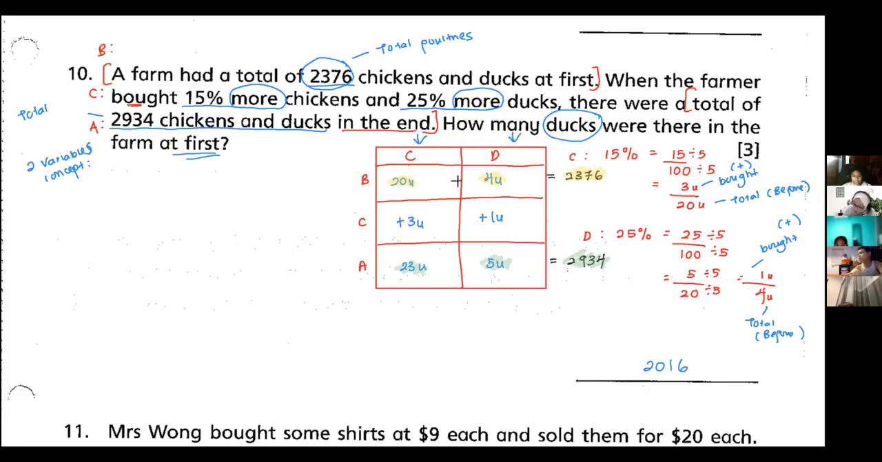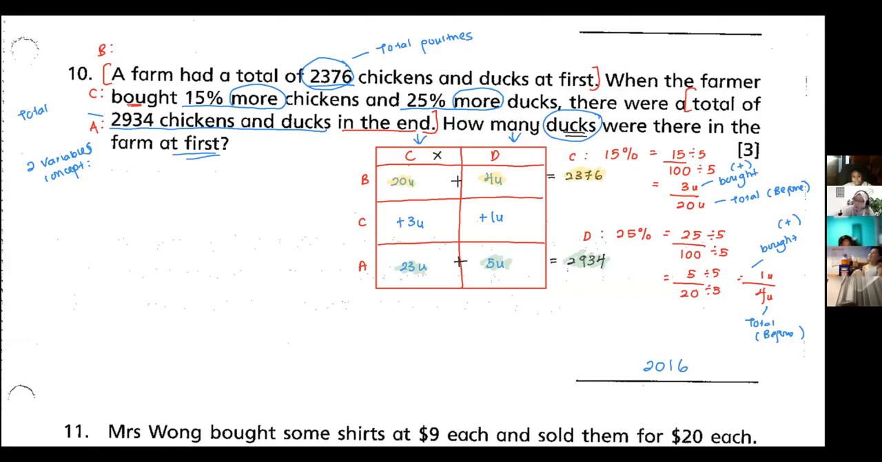That's why I cannot just use this table. I have to use my two variable concept. Something has to be gotten rid of. So we go back to the question. How many ducks were there in the farm at first? I want the ducks. Which one don't I want? I don't want the chicken. So I must get rid of the chicken first. That's why the two variable concept comes into the picture.